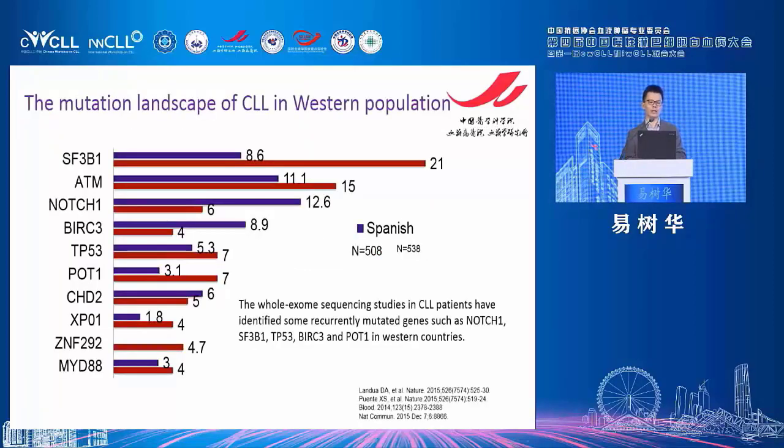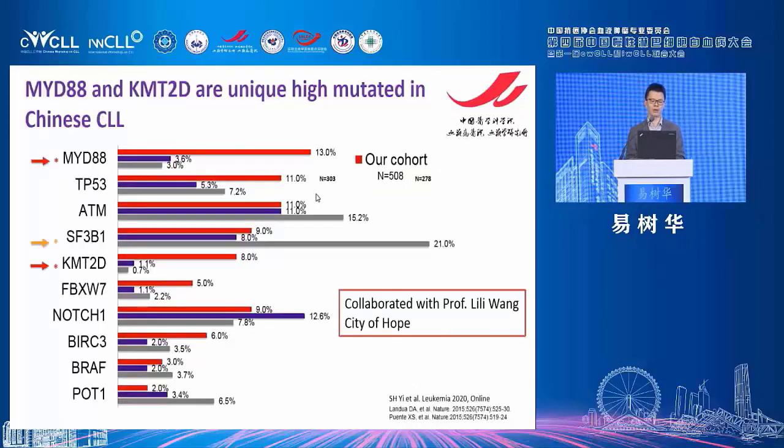Next, we would like to take a look at the somatic mutation landscape. As we know, in the Western population, there were reports of 1,100 patients, and the most frequently mutated genes were SF3B1, NOTCH1, ATM, BIRC3, and TP53. But in our group, we sequenced 300 patients using targeted next generation sequencing, and found that the SF3B1 mutation rate is lower in our population, but the incidence of MYD88 mutation is much higher in our cohort.